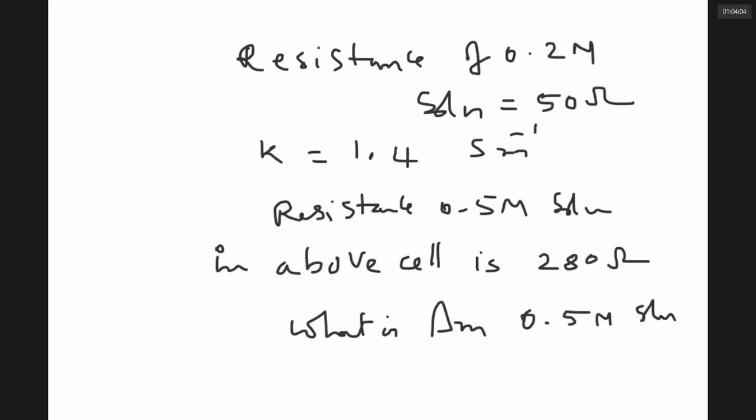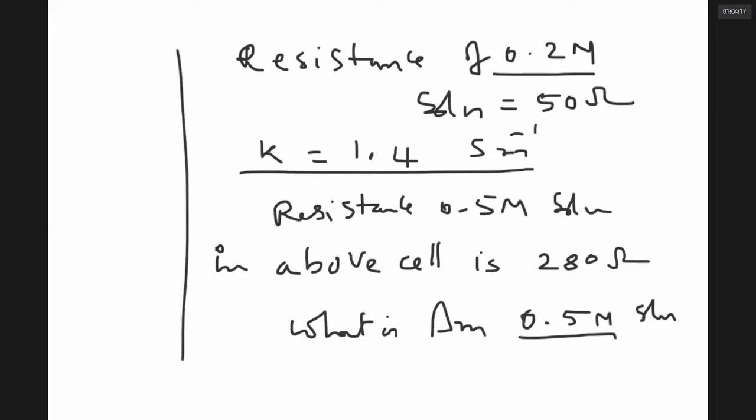So that's the problem. For the 0.2 molar solution, they gave me the specific conductance. For the 0.5 molar solution, they did not give me the specific conductance. This is a standard IIT problem. Look at this problem once. Try to understand this problem. Check whether we can solve it. It is a lengthy problem, but nevertheless we will try to do it.